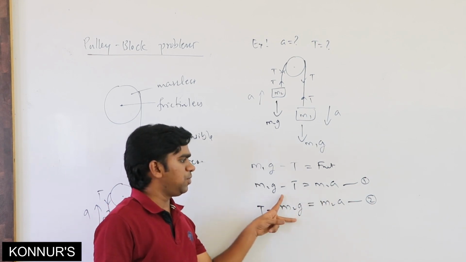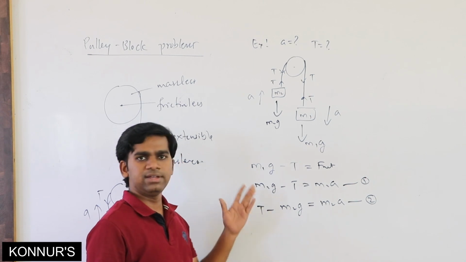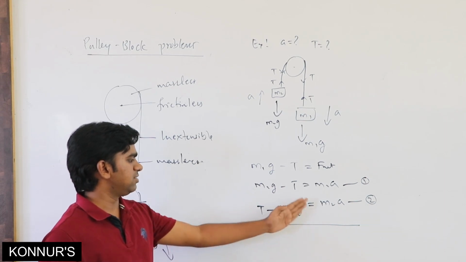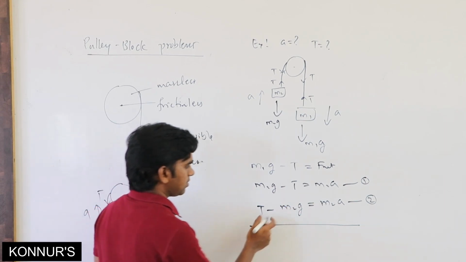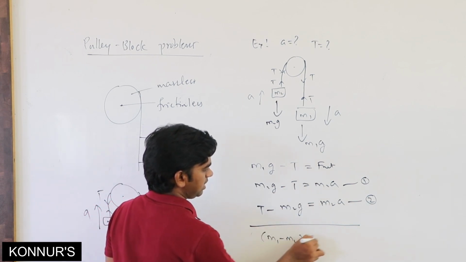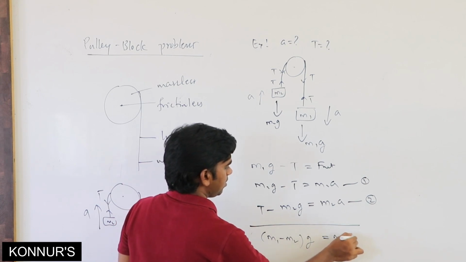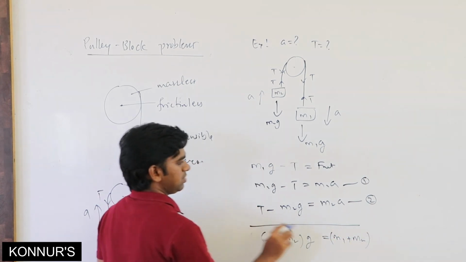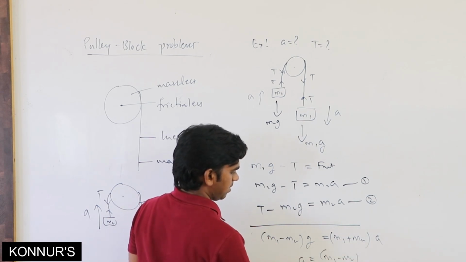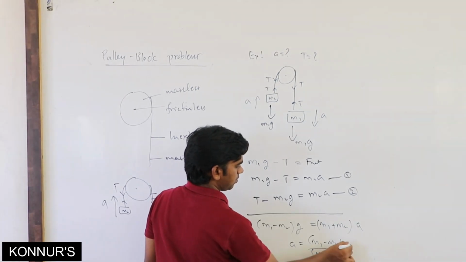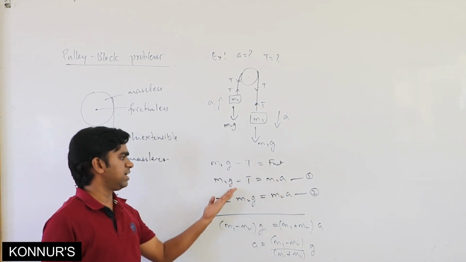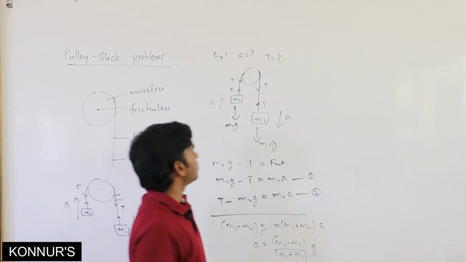Two unknowns are there, two equations are there, so obviously you can easily get the T and a. If you solve these two equations, you can simply add them, and you will get the acceleration or tension. You can do that also. This minus T plus T will get cancelled. So (m1 minus m2) into g equals (m1 plus m2) into a. So acceleration is (m1 minus m2) divided by (m1 plus m2) into g. This is the acceleration we are going to get. We can substitute the value of acceleration, and again we will get tension. Like that we can solve the problems.